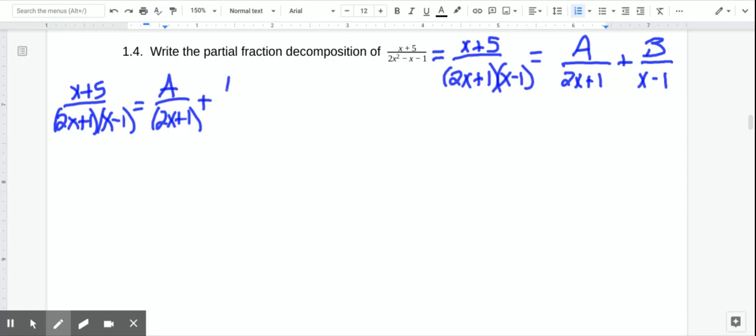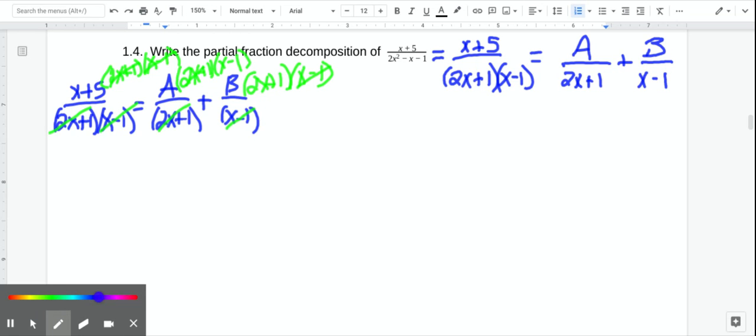And the next thing that we're going to do with this is multiply to get rid of these fractions so that we don't have to worry about those anymore. So we're going to multiply both sides by 2x plus 1, x minus 1. I'm going to do that to all the terms. And then we'll cancel out what we can.